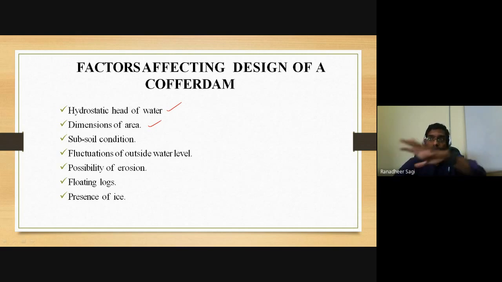The dimensions of that particular area in which the cofferdam construction has to be done. And the subsoil condition, the soil or the ground on which this particular cofferdam is being constructed. Okay, how is the condition of the soil there? Whether the soil is soft, whether the soil is strong. If the soil is strong, then the construction of the cofferdam is going to be relatively easy. Just by driving the sheet piles to smaller depths also, you get more stability to that particular cofferdam construction.